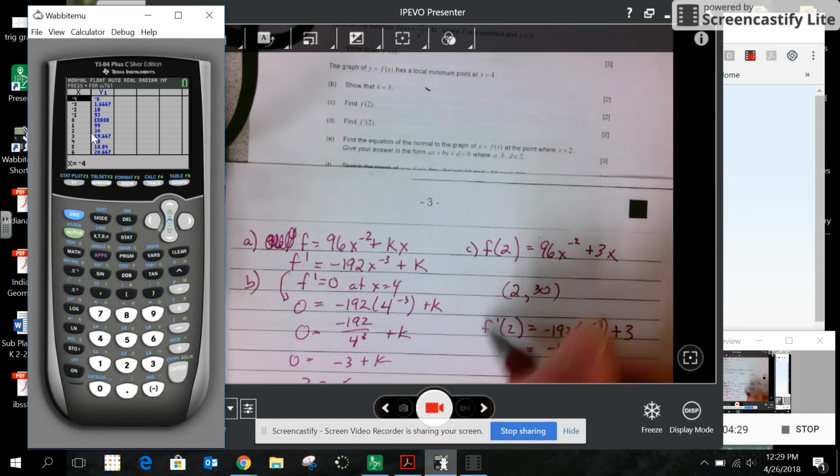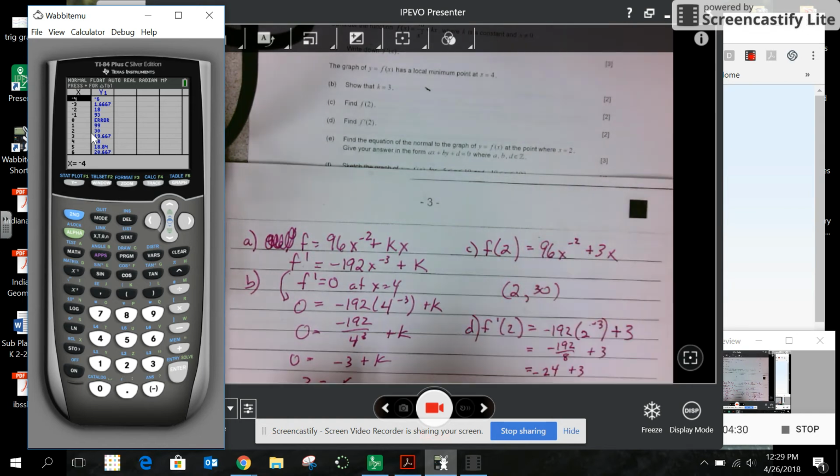Y equals mx plus b. I know my slope, if it was a tangent, is -21. It's not a tangent. It's a normal. So I do the opposite reciprocal. And I plug in my point. Turn it into an algebra 1 problem.